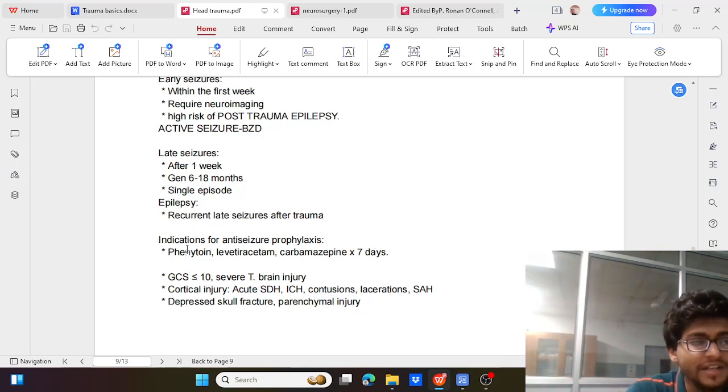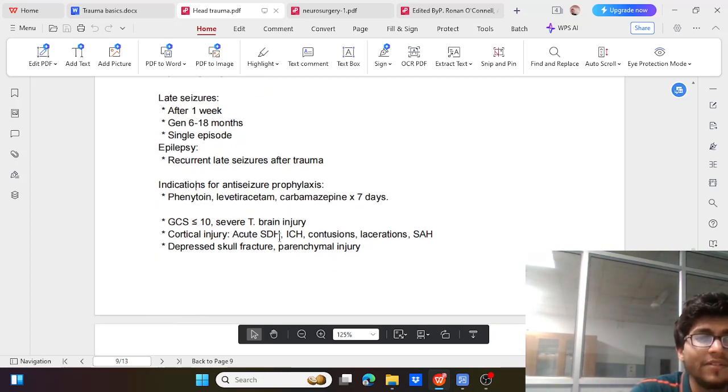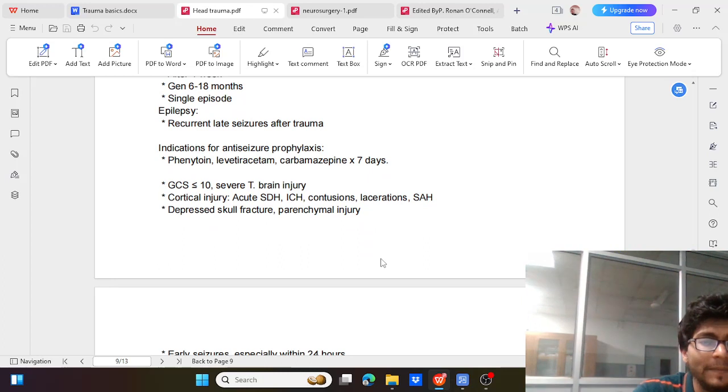So what are the indications? When should we give? If the GCS was less than 10 with traumatic brain injury, or there is cortical injury in the form of acute SDH, intracerebral hemorrhage, contusion, laceration, SAH. In these cases, depressed skull fracture or parenchymal injury.